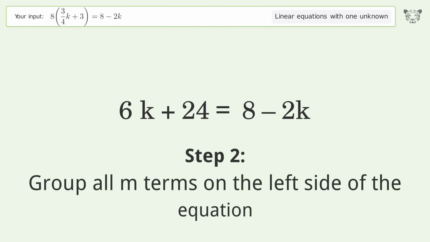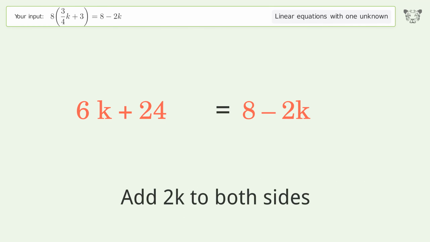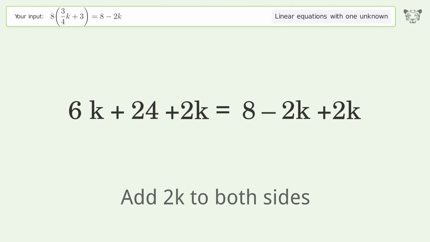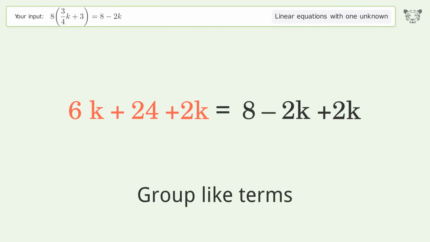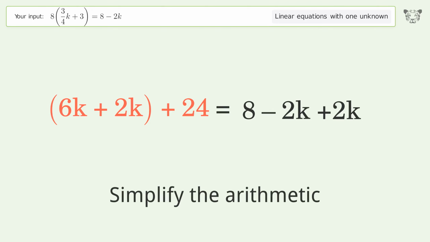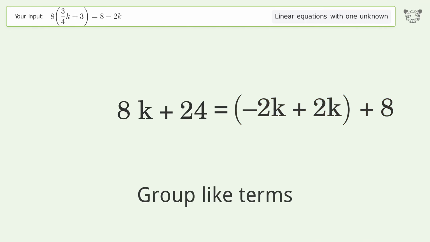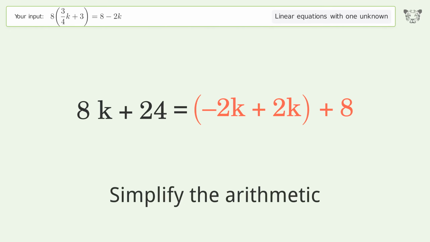Group all m terms on the left side of the equation. Add 2k to both sides. Group like terms. Simplify the arithmetic. Group like terms. Simplify the arithmetic.